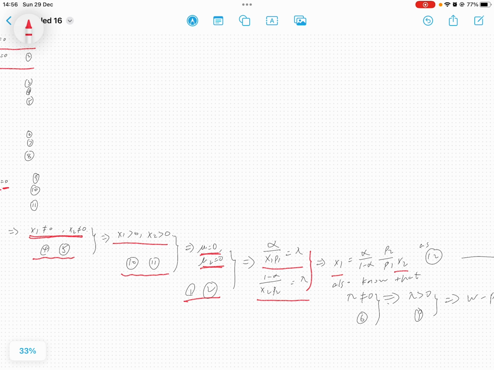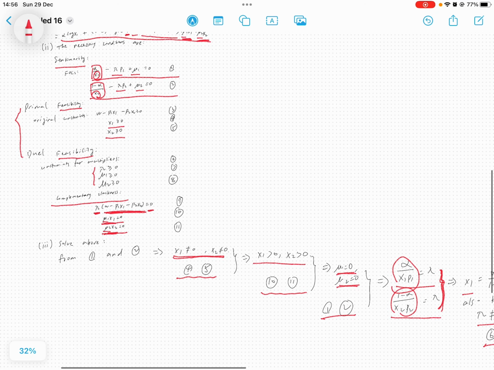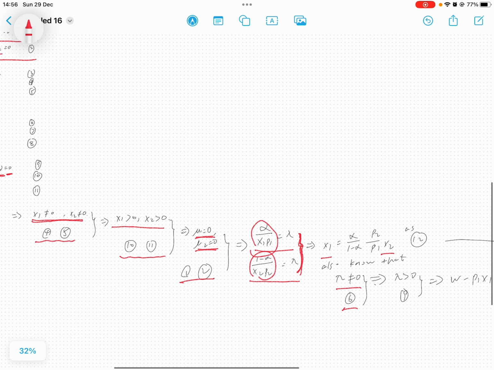Okay, and also from this, we can know that this lambda cannot be 0, because of the properties of those terms. So now we know that lambda cannot be 0, and we use 6. So 6 says that lambda has to be greater than or equal to 0. So now we know that lambda is not 0, so lambda has to be strictly greater than 0.